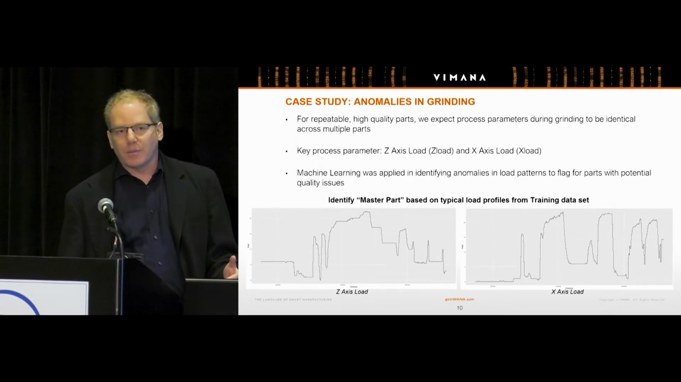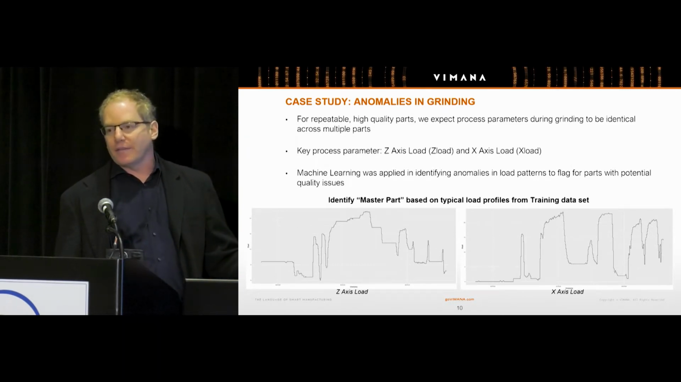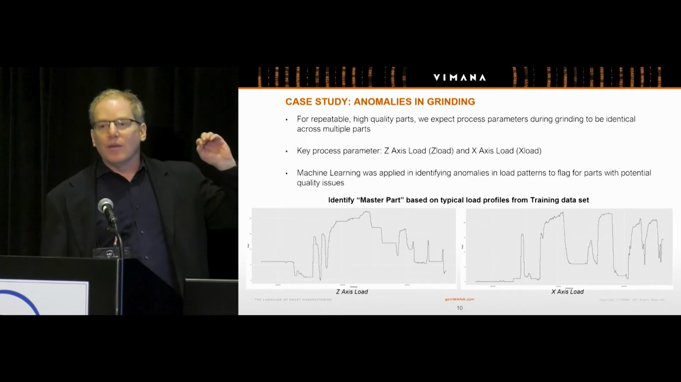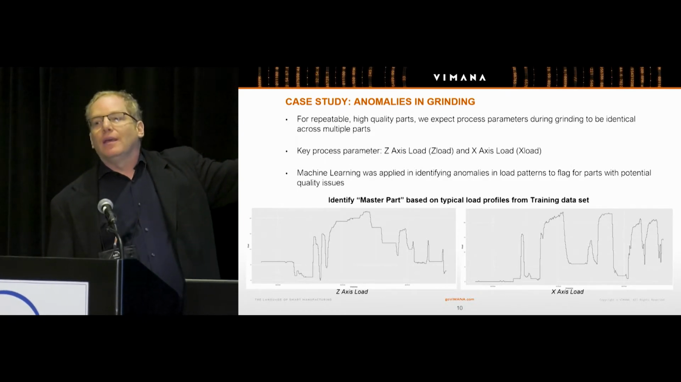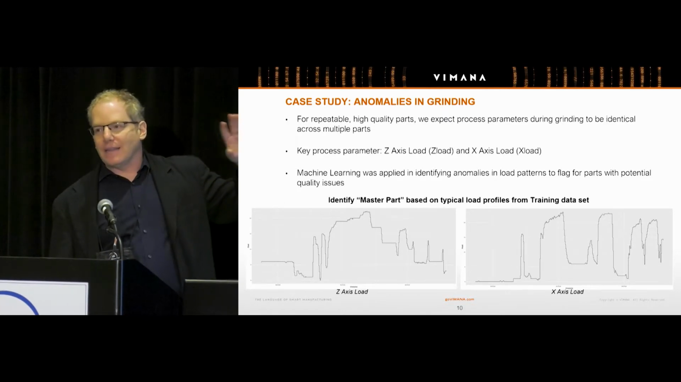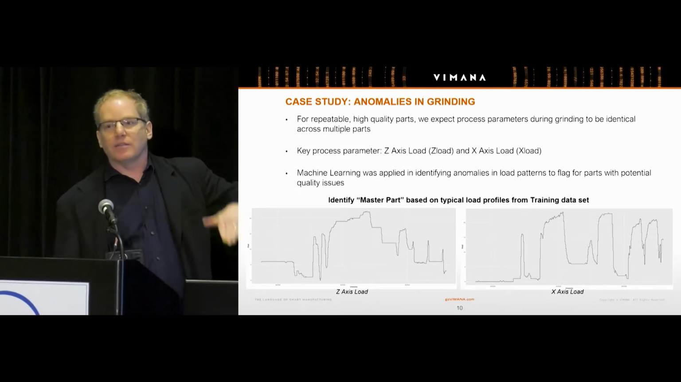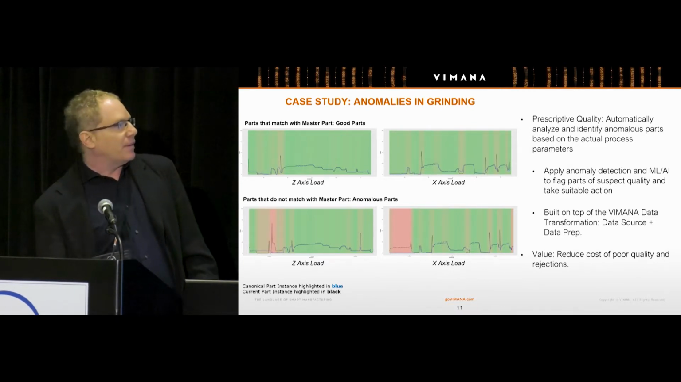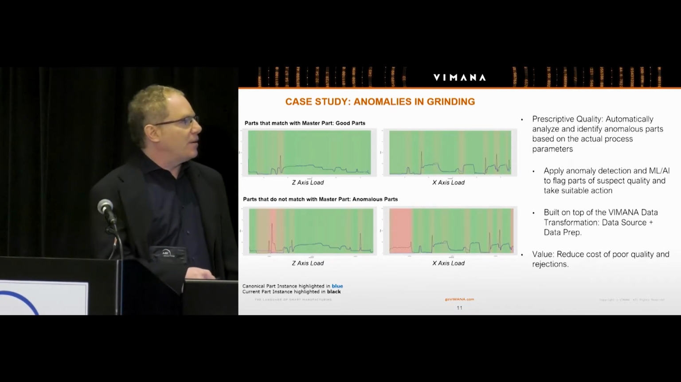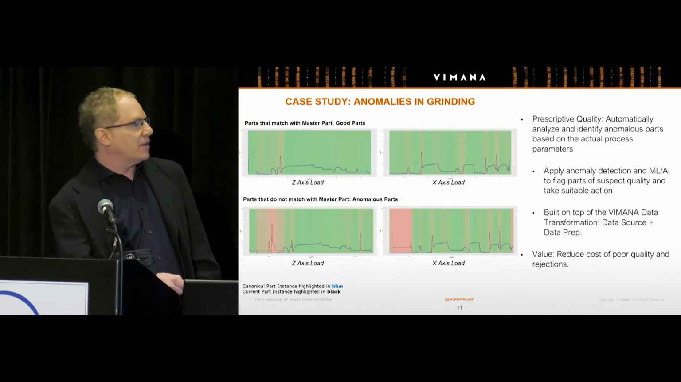We also have parts that are being made. We have to be able to identify dressing cycles, a lot of different things. So what we need to do is right now just focus on what is a good part of a certain type of part, and then be able to get that signature across all these different axes and across all the sensor data that we're bringing in. And here's an example. So we find a master part. This is what a good part looks like.